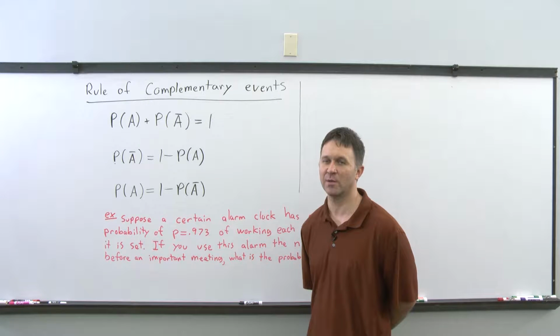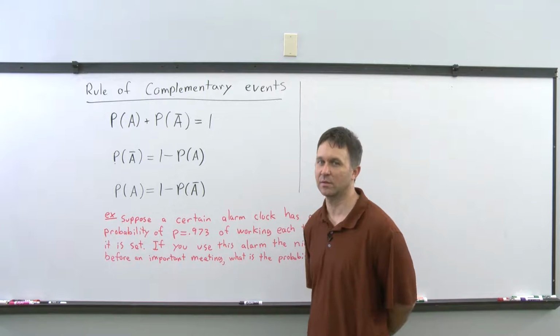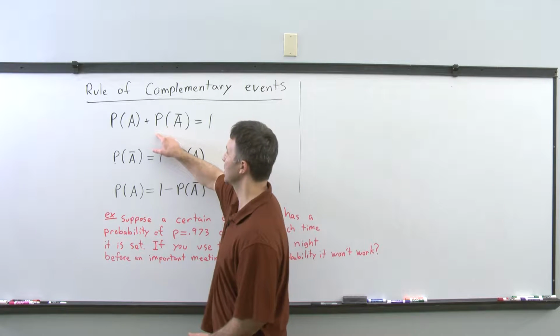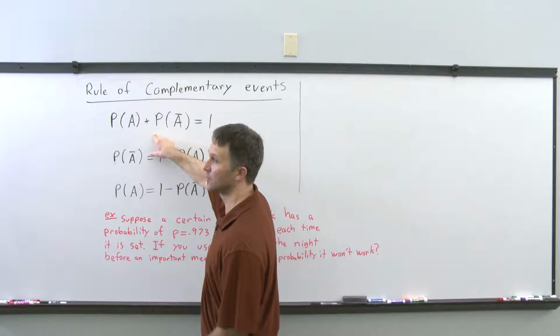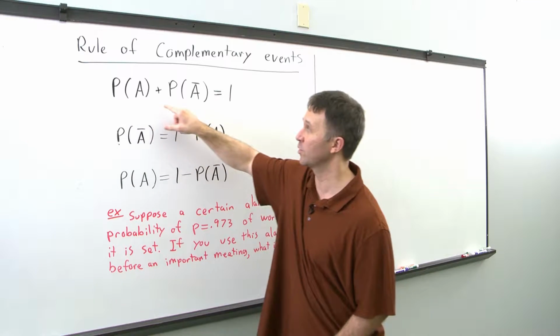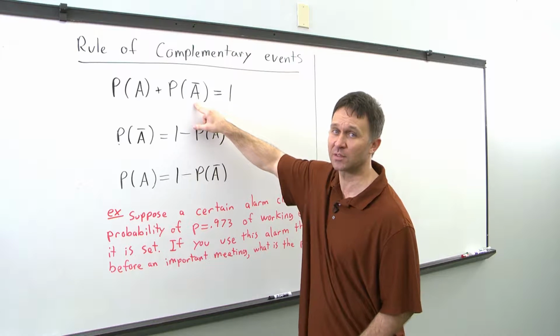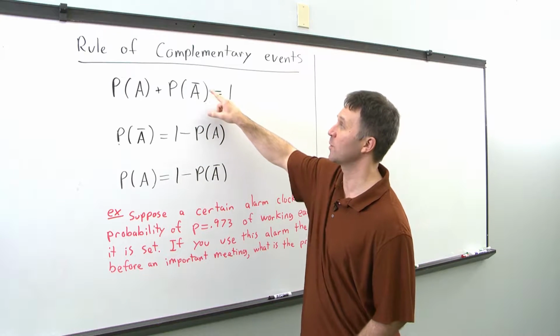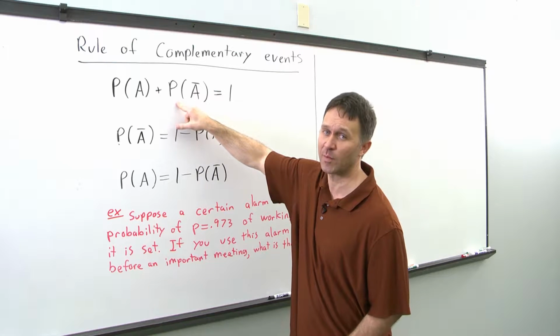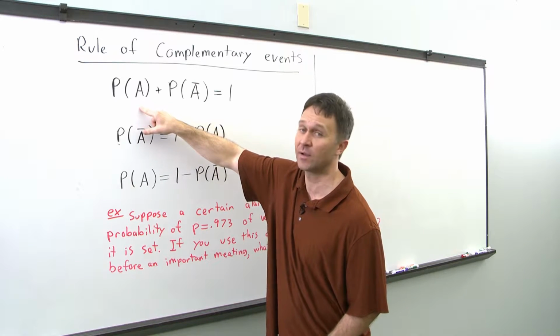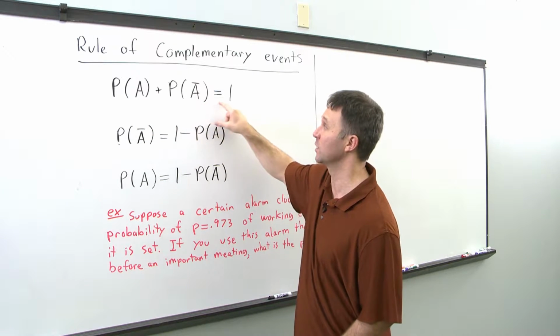In this example, we're talking about the rule of complementary events. Over here, we have the rule written. It says that P of A plus P of A complement equals 1. I want to remind you that capital P is for a probability. So this is saying probability of A plus probability of A complement equals 1.